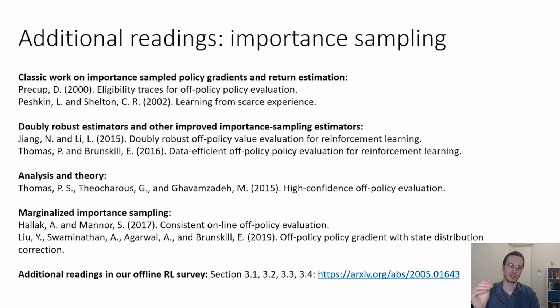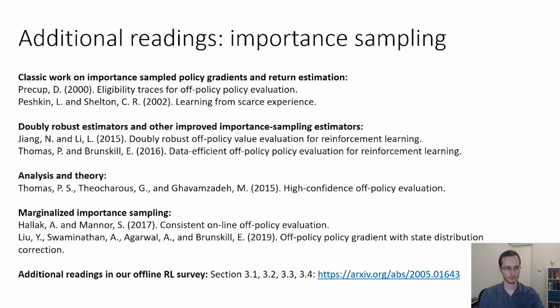So on this slide I have citations to classic work on importance sampled policy gradient estimation, doubly robust estimators, some analysis and theory, and marginalized importance sampling. And we also discuss this in section 3.1, 3.2, 3.3, and 3.4 in our tutorial and survey paper. So if you would like to read up more on this, you can pause the video here and look up these citations.